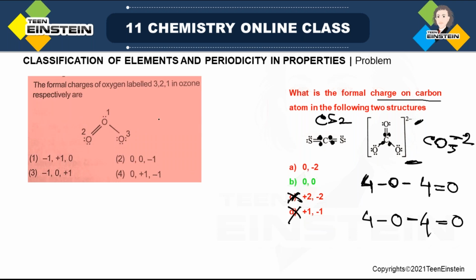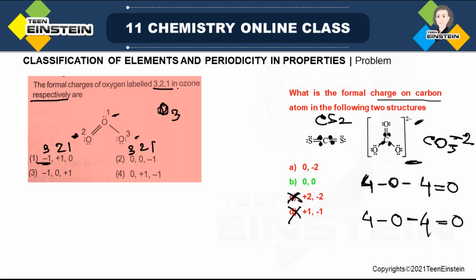Here we have a molecule which is basically ozone, O3. Okay. Formal charge of oxygen labeled 3, 2, 1. So there are a total of 3 oxygens: number 2, number 1, number 3. Three different numbers are given, because if numbers are not given, all are the same atoms. So that is why it is better to put numbers 3 to 1 in this molecule, and we have to find the charge. If you look at the options, the first value is for oxygen number 3, then 2, then 1, respectively 3 to 1 in ozone.